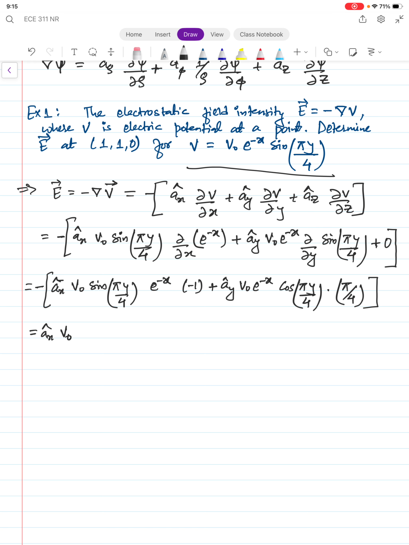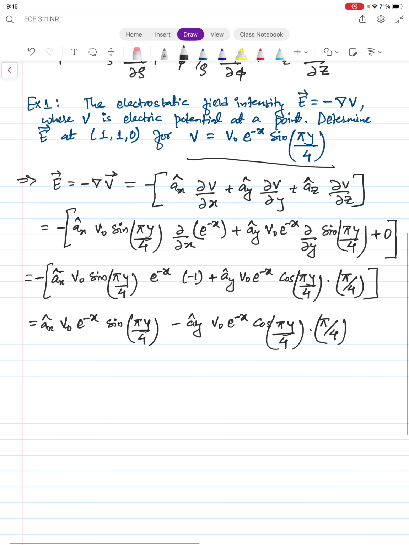a_x hat v0 e raised to the power negative x sine(pi y divided by 4) minus a_y hat v0 e to the negative x cosine(pi y divided by 4) times pi by 4. Okay, so that is our general expression for E, and we are asked to determine E at a specific point.